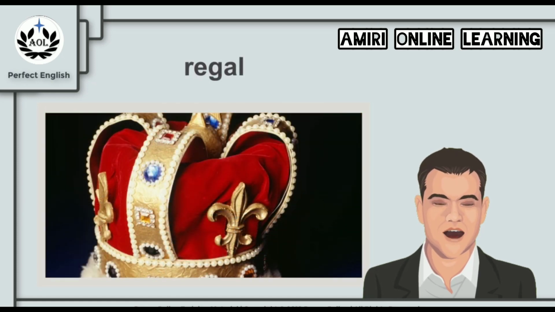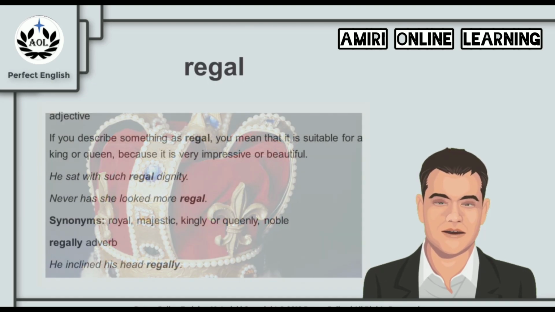Now, if you think about the picture we have here, you can think of only one thing, the crown of a king or a queen. So how does that relate to the word regal? Does the word regal have to do with kings and queens and royalty? Let's find out. Now, regal is an adjective.